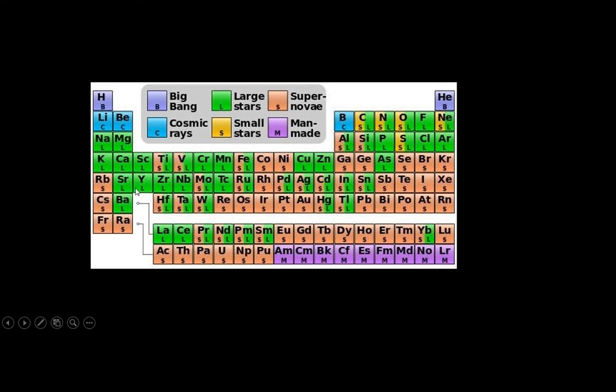Now there's obviously some exceptions. There's lots of green ones that are below iron, but for the most part we'll just say that everything after iron is made in supernovas. And then the purple ones don't exist in nature at all, and we can only make them in a laboratory. So this is an area of current research in physics to try to figure out why these don't exist in nature and why we got the elements and the types of elements that we do have.